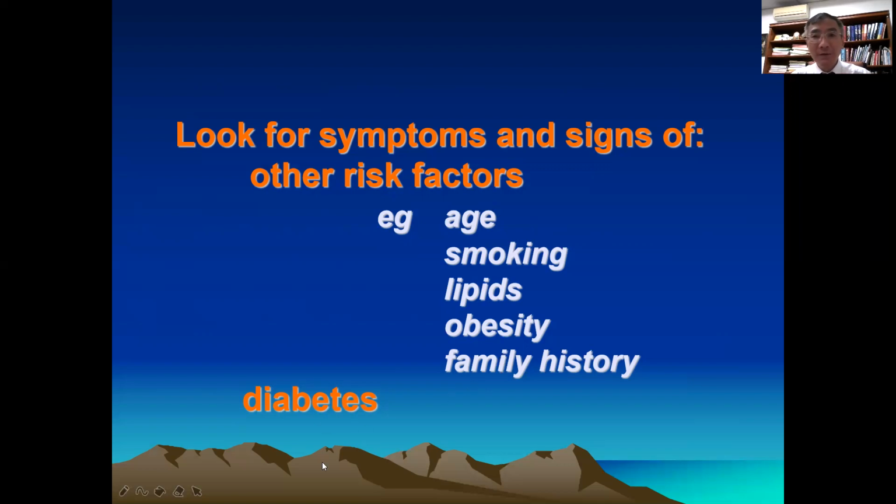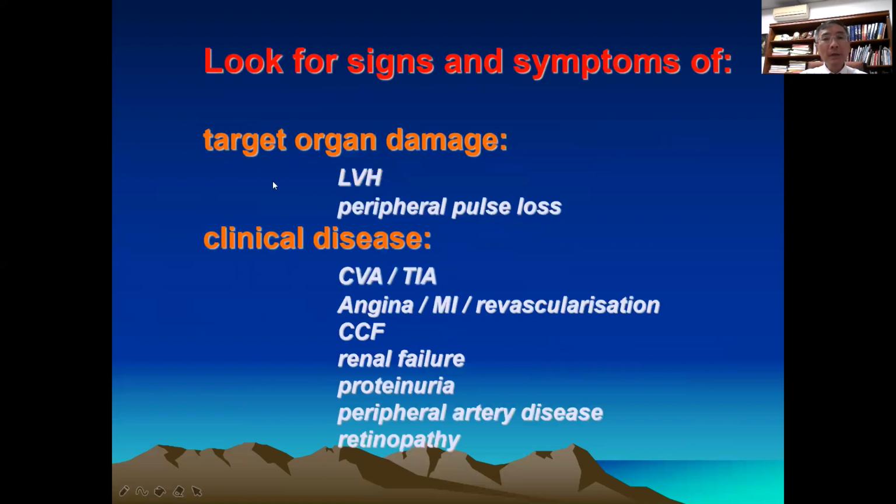Similarly with diabetes, is there a history of diabetes? Is there a family history of diabetes? And are there signs that you can pick up from diabetes that the patient may have? In terms of target organ damage, you are looking for left ventricular hypertrophy. This can be found with a strong, forceful, displaced apex beat. If the apex beat is forceful, then it is an indicator that the heart muscle could have been thickened.